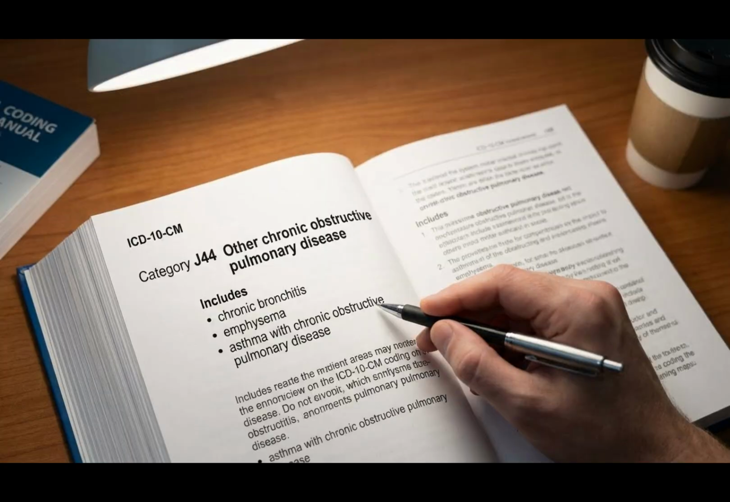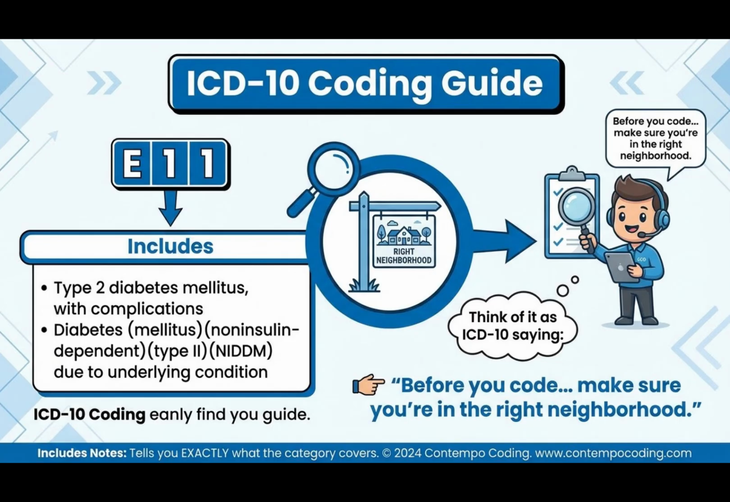Includes notes. Right under a 3-character category code, you'll see "Includes." This tells you exactly what the category code covers. Think of it as ICD-10 saying, "Before you code, make sure you're in the right neighborhood."